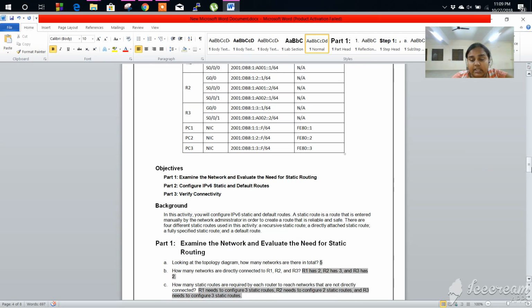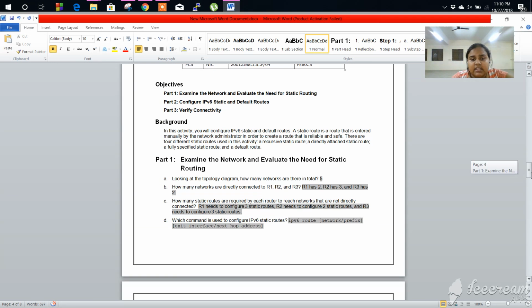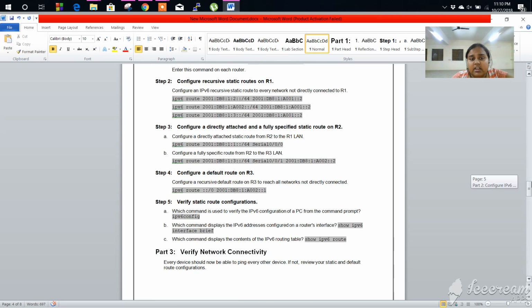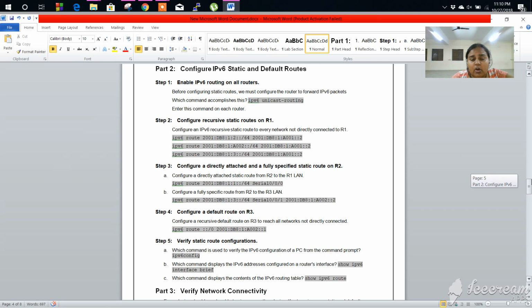So there will be 3 objectives. First, examine the network and evaluate the need for static routing. Second, configure IPv6 static and default routes. Third, verify connectivity, which we will ping and see. So the first part would be examining the network and evaluating the need for static routing, and then configuring IPv6 static and default routes.